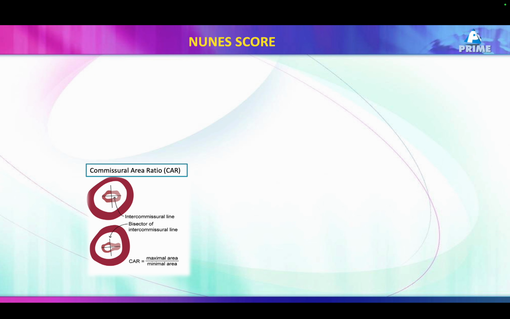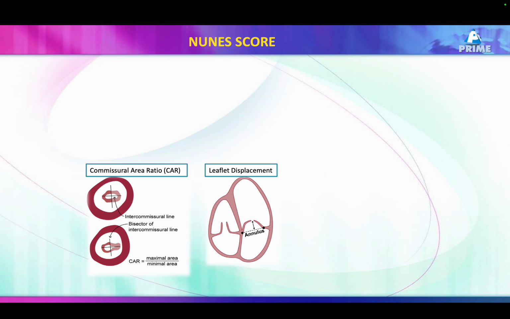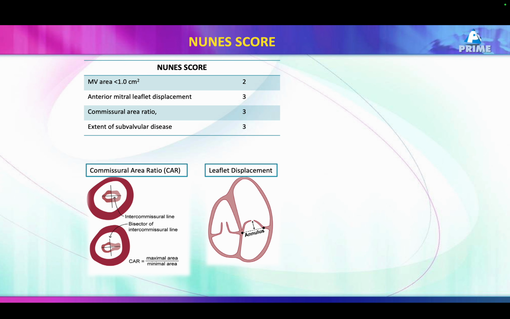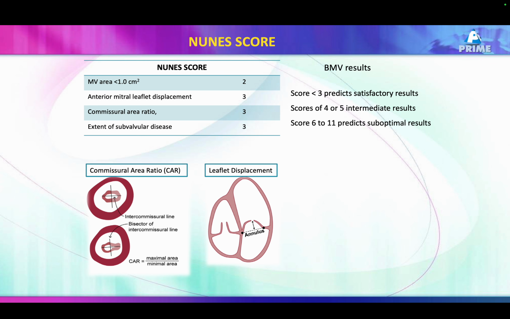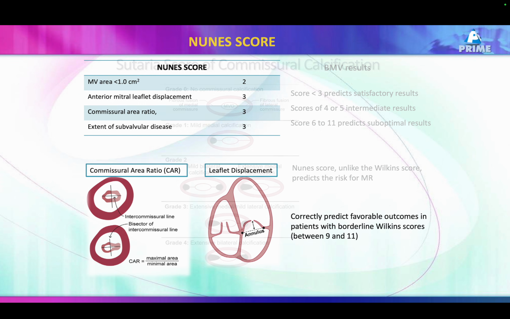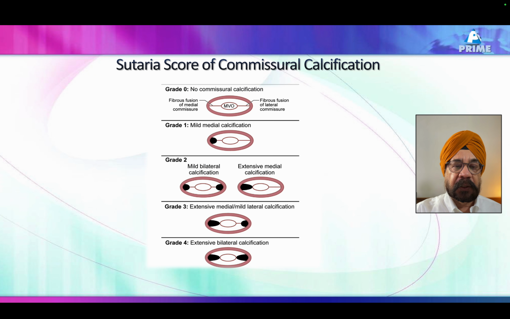A Wilkins score of more than 8 indicates the valve is not suitable for balloon mitral valvuloplasty. Less than 8 Wilkins score is ideal, but there are other problems with the Wilkins score, so we use various other scoring methods, in particular eccentricity of the opening of the valve due to the calcification. This eccentricity itself and the level of doming is also an important component of making an assessment for balloon mitral valvuloplasty. Another important factor is the calcification.